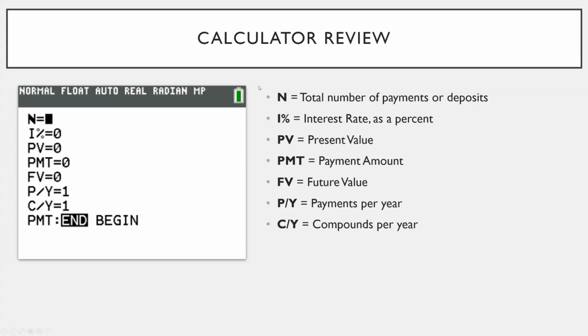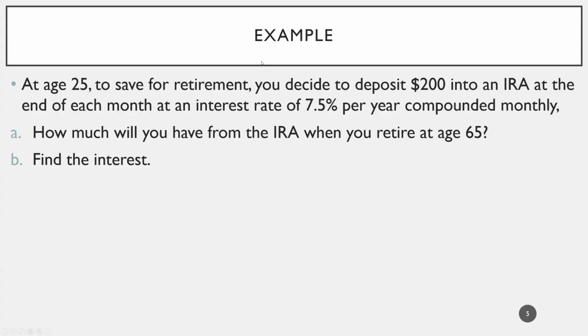All right, so I have two quick problems for this. Here's the first one. At age 25, to save for retirement, you decide to deposit $200 into an IRA, an individual retirement account, at the end of each month at an interest rate of 7.5% per year compounded monthly. Okay? So the first question is this.